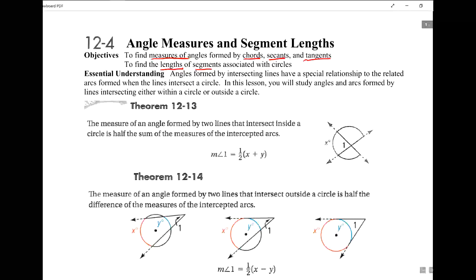Okay. Angles formed by intersecting lines are related to the arcs. So angles formed with intersecting lines are related to the arcs formed when those lines intersect a circle. Let's look at our first theorem here. It says the measure of an angle, we're looking at degrees, formed by two lines that intersect inside a circle is half the sum of the measures of the intercepted arcs.